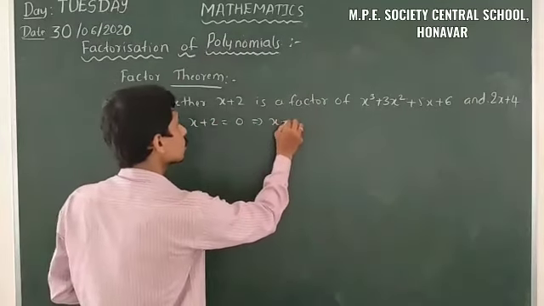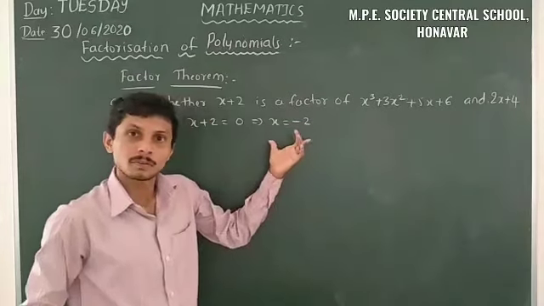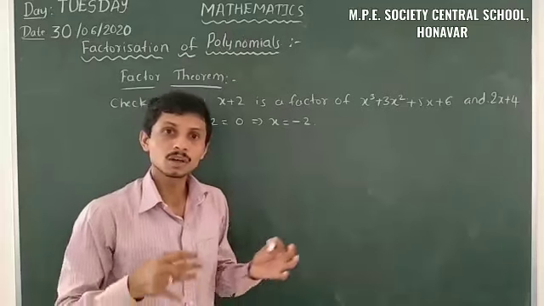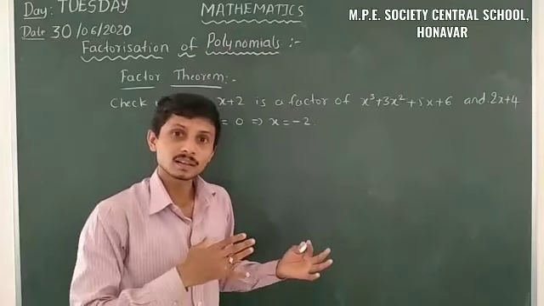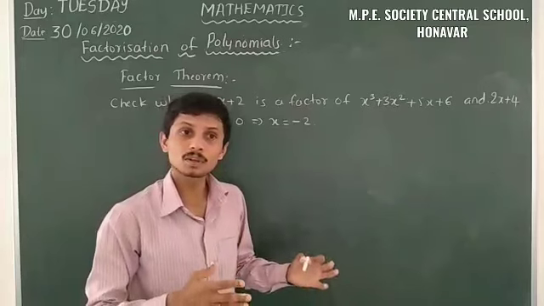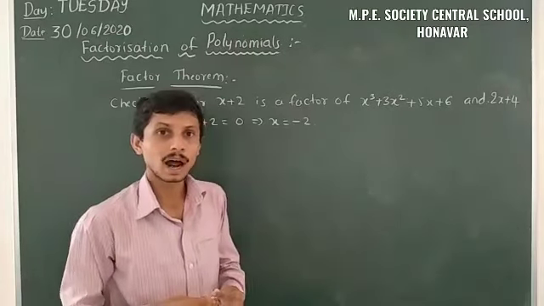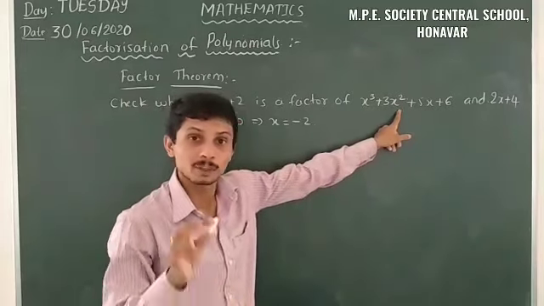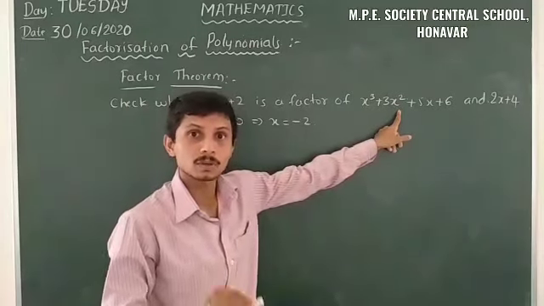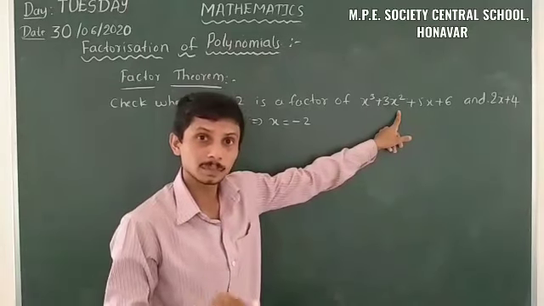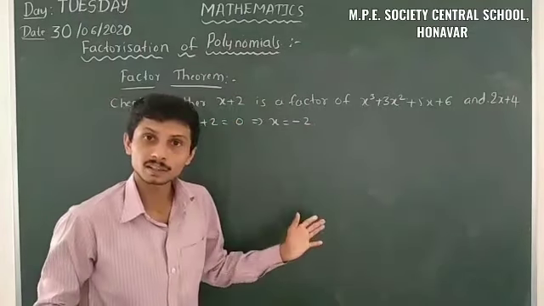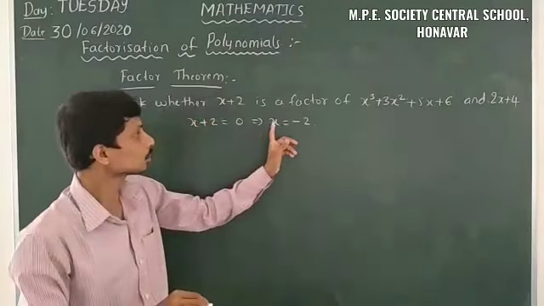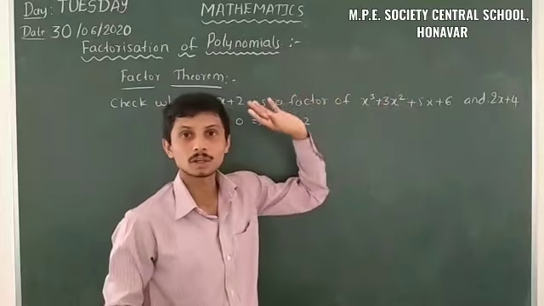That means x equal to minus 2 is a factor of the polynomial, or x equal to minus 2 is a zero of the polynomial. So if we have to check whether x equal to minus 2 is a zero of the polynomial or not, after substituting x equal to minus 2 into this polynomial, if we get 0, that means x plus 2 is a factor of the polynomial. So we have to check by substituting x equal to minus 2 into this polynomial.